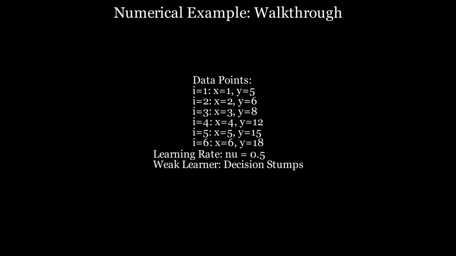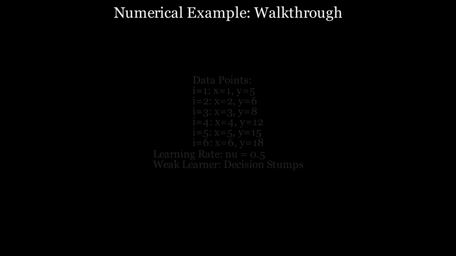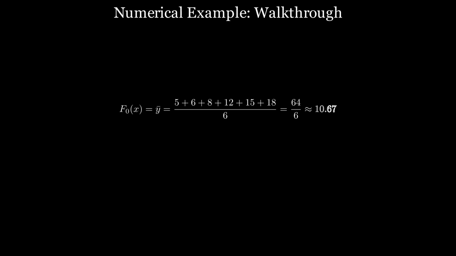First, we initialize our model with step 1, calculate the mean of y. The sum of our y values is 64. With 6 data points, the mean is 64 divided by 6, which is approximately 10.67. So our initial prediction for every single data point is 10.67, regardless of its x value.